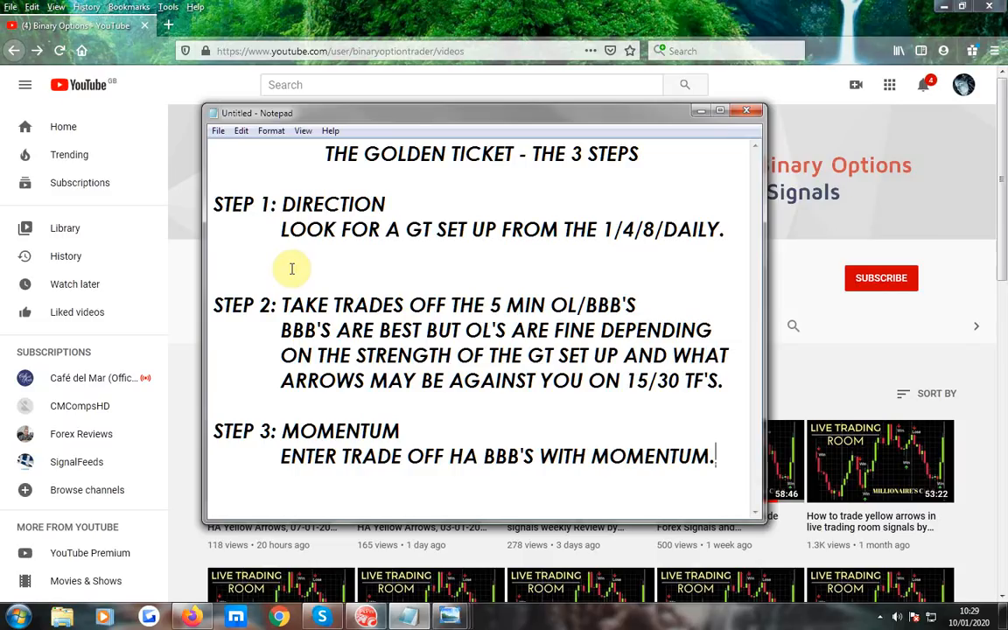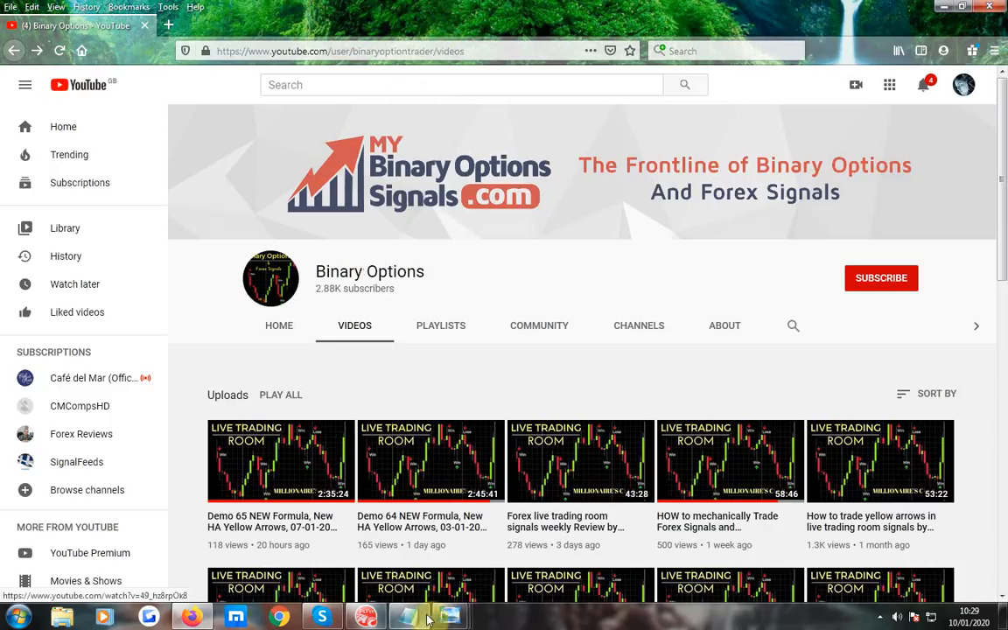Again, I'll run through that as we go through it. And of course step 3 is momentum. Enter trades off the HABB bands with momentum. Okay guys, so just a few things to point out first.